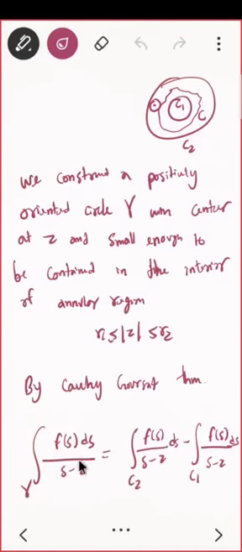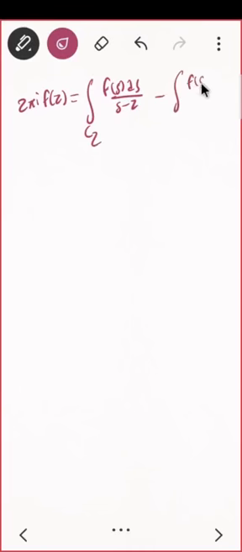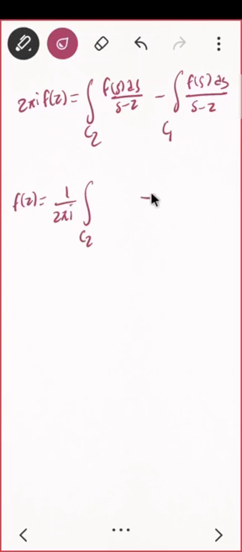what is the formula, 2 pi i and f of z. So the left hand side would be 2 pi i f of z, and the right hand side will be, as it is, the integral of f of s ds upon s minus z over c2 minus the integral of f of s ds upon s minus z over c1. So what will be my f of z then? f of z will be 1 upon 2 pi i multiplied by the integral over c2 minus the integral over c1, the same thing, f of s ds upon s minus z, and here also f of s ds upon s minus z.